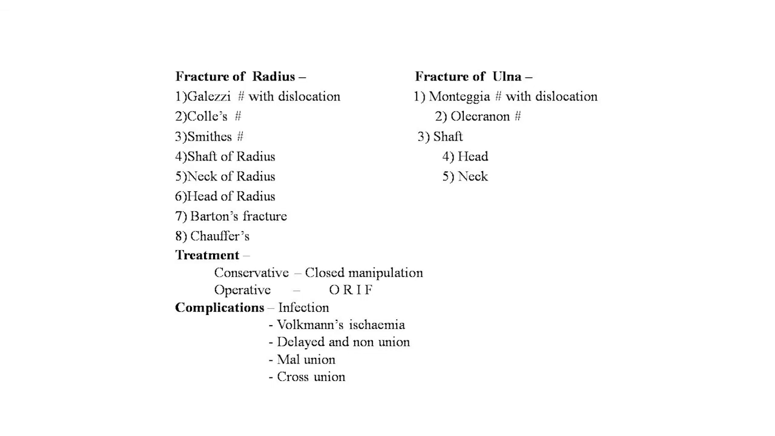And fractures of ulna are Monteggia fracture with dislocation, olecranon fracture, shaft fracture of the ulna, head fracture of the ulna, and neck fracture of the ulna. All these fractures are seen in the ulna.